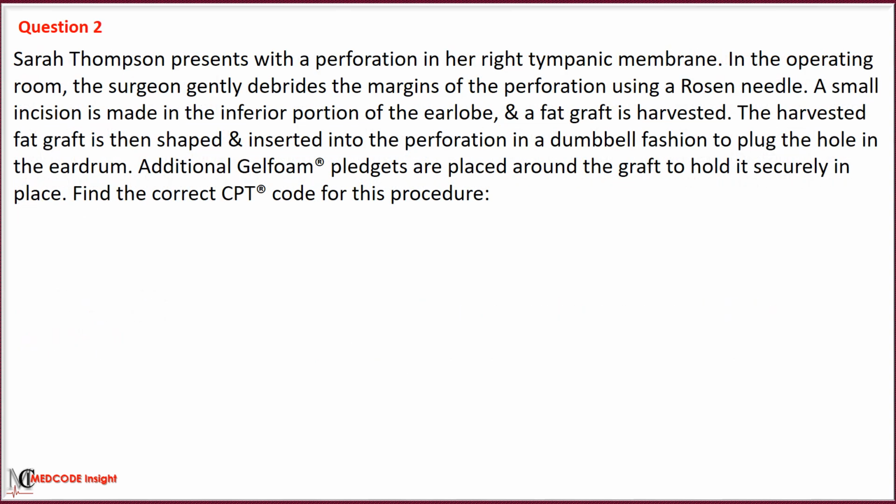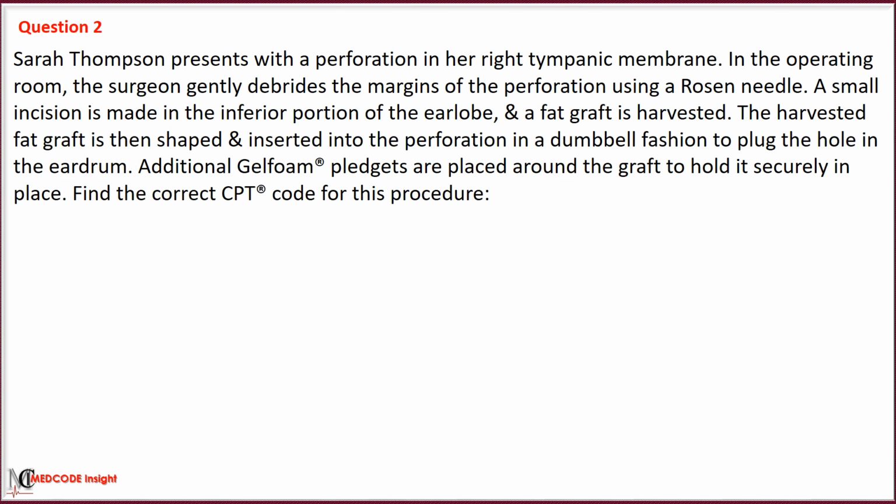Sarah Thompson presents with a perforation in the right tympanic membrane. In the operating room, the surgeon gently freshens the margin of the perforation using a Rosen needle. A small incision is made in the inferior portion of the earlobe and a fat graft is harvested. The harvested fat graft is then shaped and inserted into the perforation in dumbbell fashion to plug the hole in the eardrum. Additional Gelfoam pieces are placed around the graft to hold it securely in place.